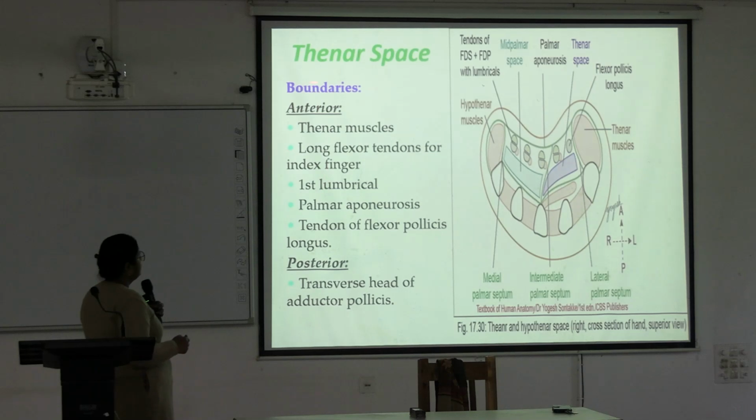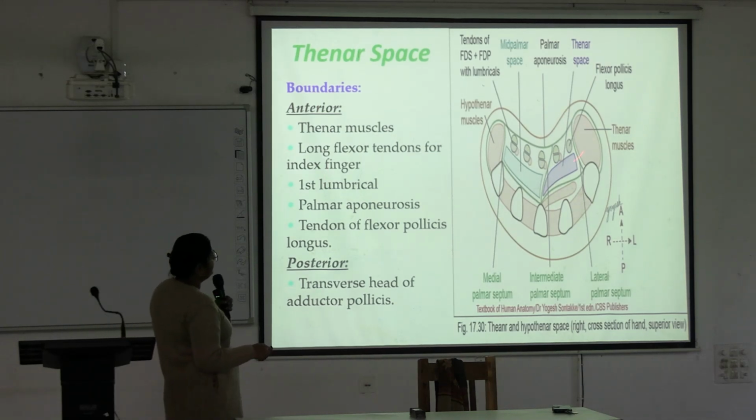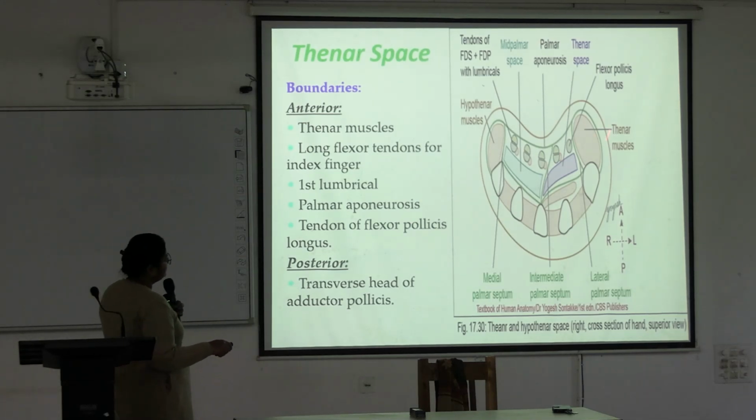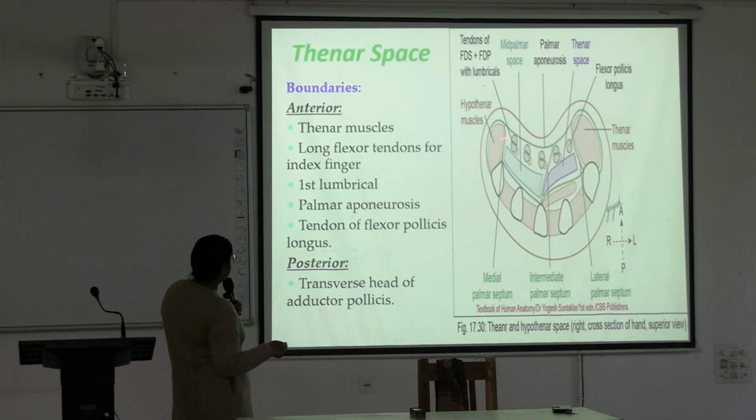These are the boundaries. Anterior boundary. These are forming the anterior boundary and this is the posterior boundary. So the anterior boundary is formed by the thenar muscles. This is the thenar group of muscles. Long flexor tendons for the index finger here. This is the long flexor tendons for the index finger, here with the profundus tendon. This lumbrical, the first lumbrical, the palmar aponeurosis, this one is the palmar aponeurosis, and the tendon of flexor pollicis longus. So these are forming the anterior boundary.